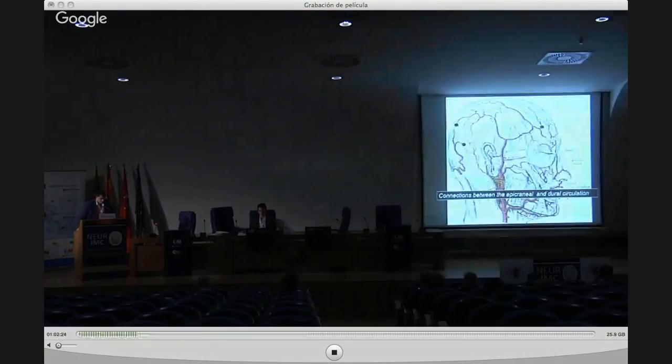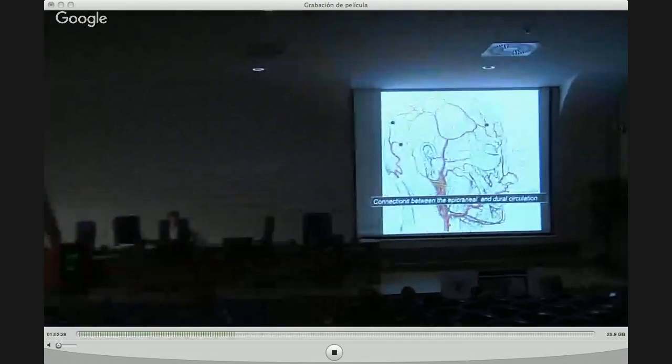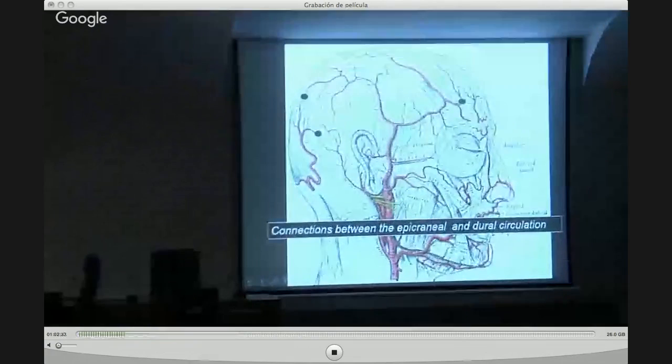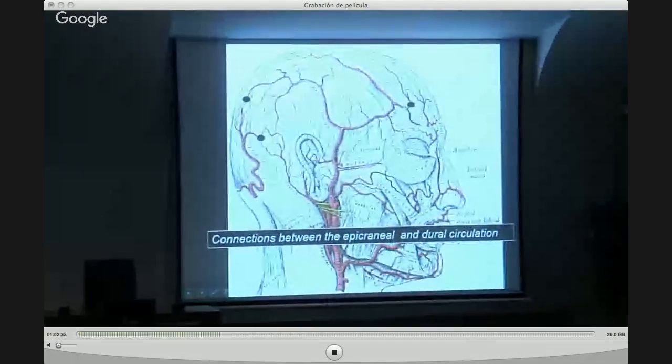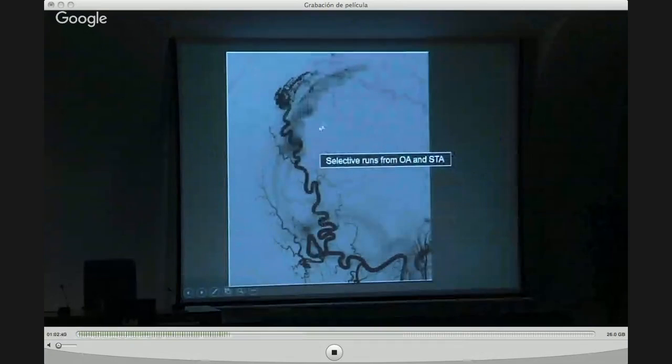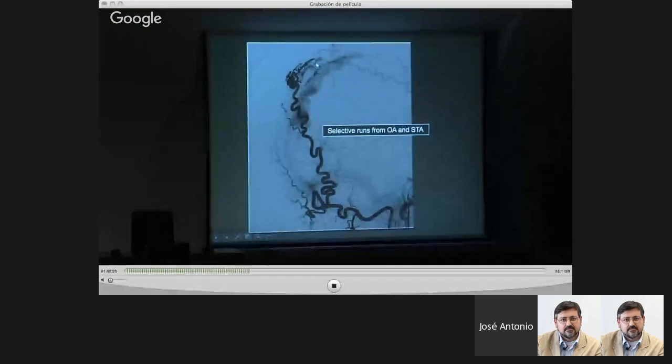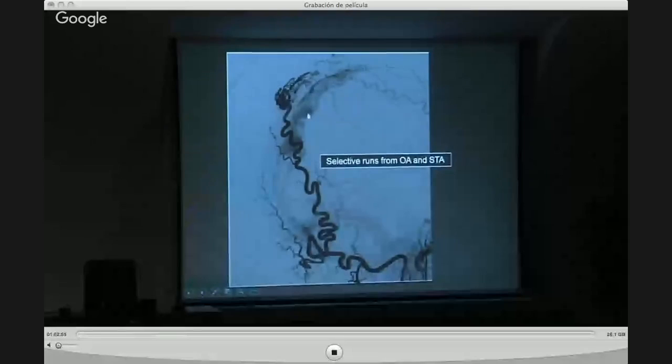physiological canals that we have, and it means that it's a connection between the epicranial and dural circulation, mainly from occipital and superior temporal arteries. And this connection between the extra and intracranial circulation allows us to access from the epicranial to the meningeal branches. We always recommend to do selective runs from occipital artery or superior temporal artery in order to identify these small channels. Sometimes it's only one channel, sometimes there are multiple.